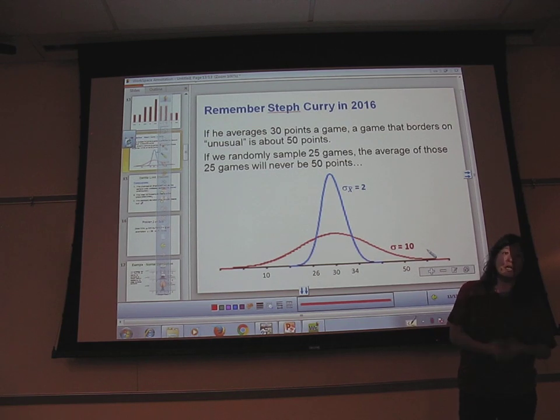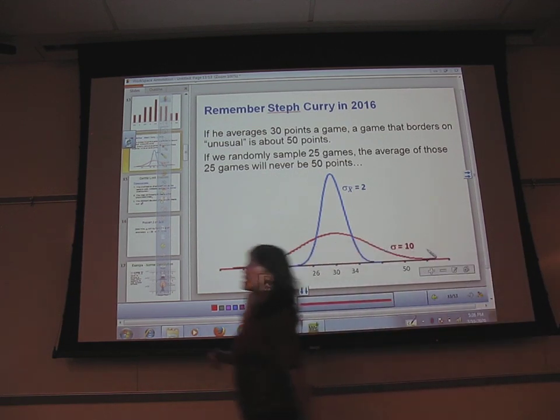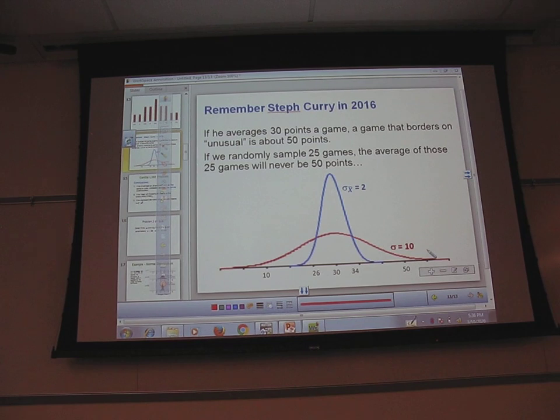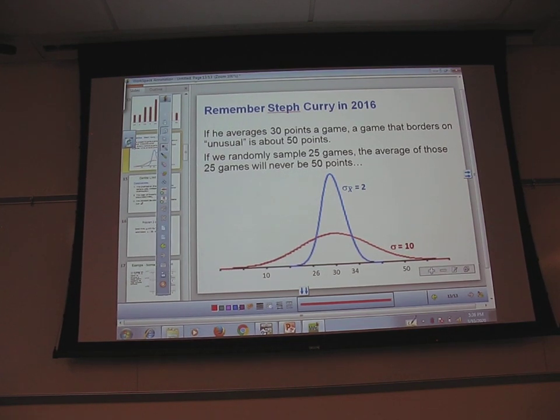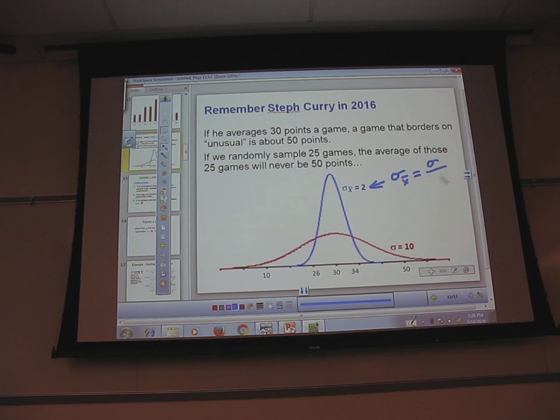How much smaller is the standard deviation? It's sigma. I'll use this sigma here. This sigma, we call it sigma x bar. It's equal to the original sigma divided by the square root of n. Right, so the more you take, the smaller and smaller that becomes, because the more likely it is to.